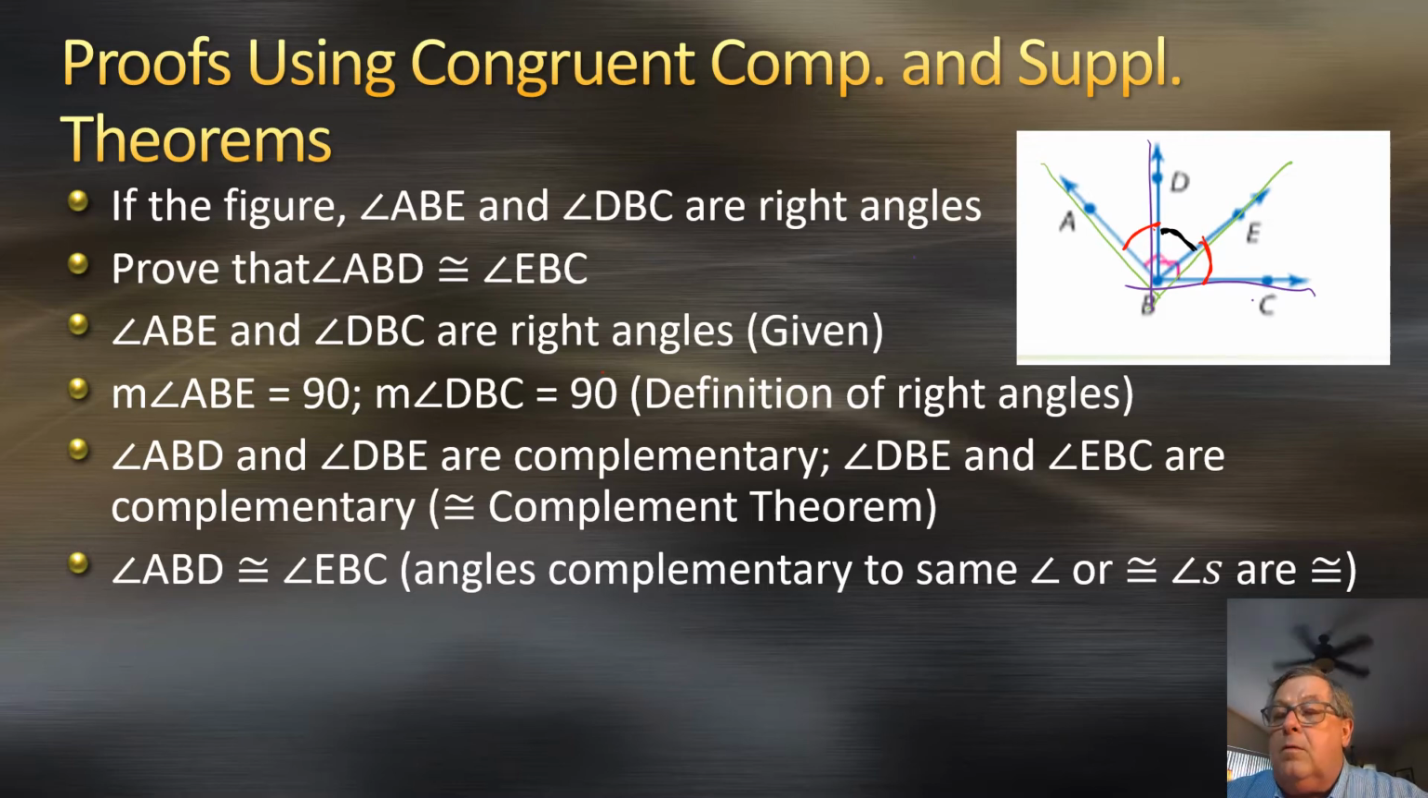So, therefore, we're making our proof statement that angle ABD is congruent to angle EBC, because angles complementary to the same angle or congruent angles are congruent. And so think about it here. If this whole ABE is 90 degrees and DBC is 90 degrees, what is in common, but we're not trying to prove, is this angle right here. Well, it's part of both right angles. And so it's got its own measure.